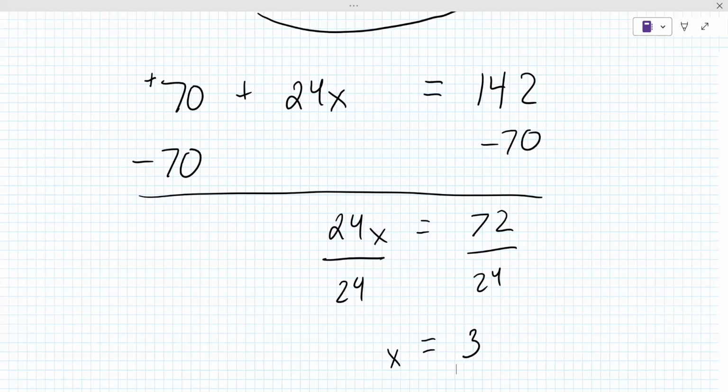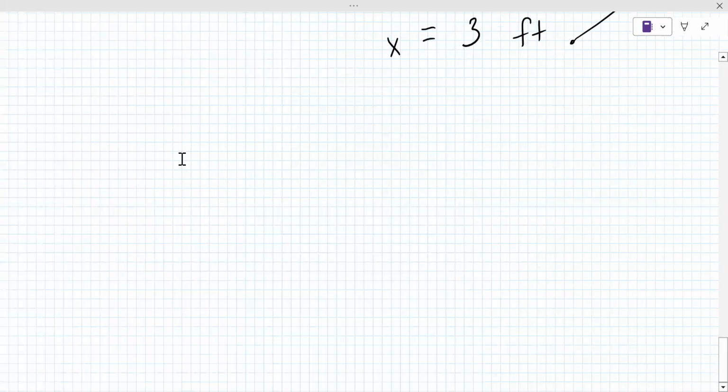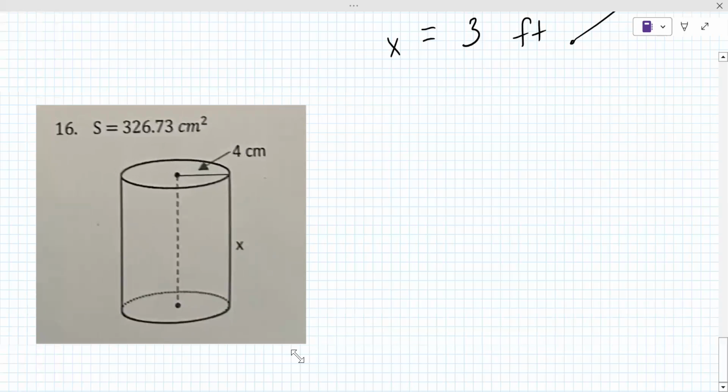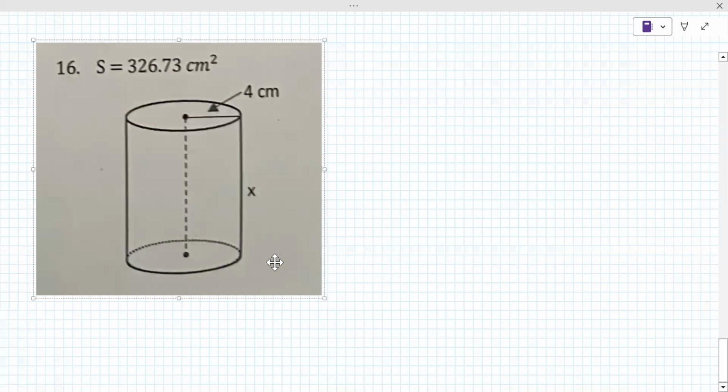All right. One more question to go. 3 feet squared. It's just feet because it's a length. Yeah. Lengths are just singular units, or units of power 1. Okay. All right, 16. Let me know when you're ready.